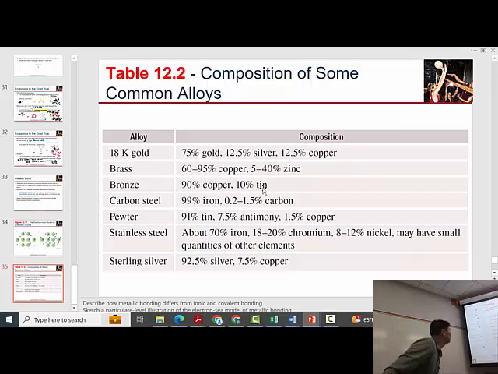Here are some common alloys. 18 karat gold is 75% gold. But what we want to know is how precise that is. Here it's only shown to 2 sig figs. I like a little higher precision, and if you can calculate a little higher precision, you should calculate a little higher precision.